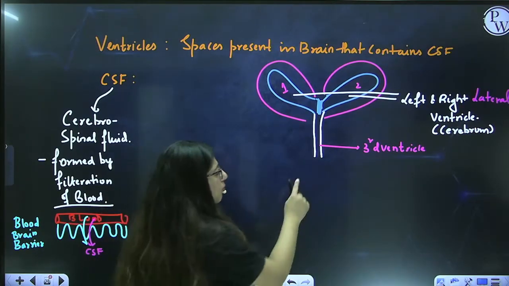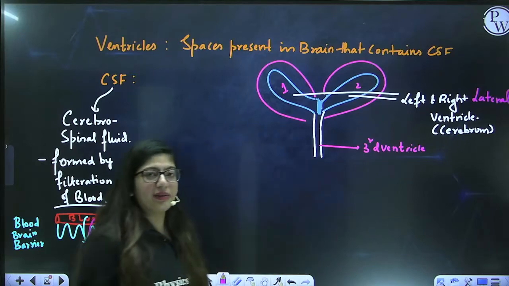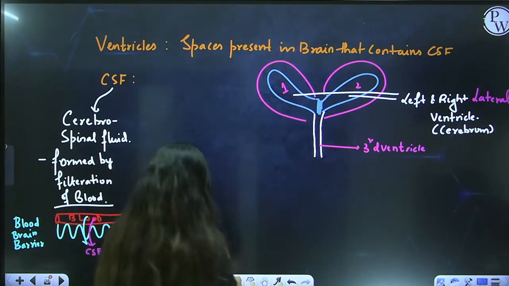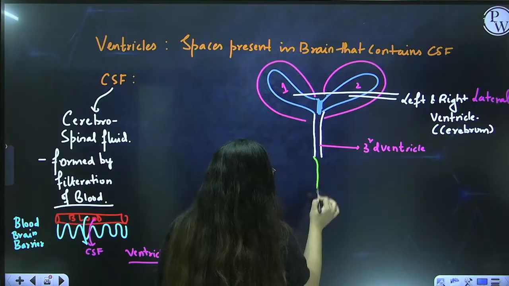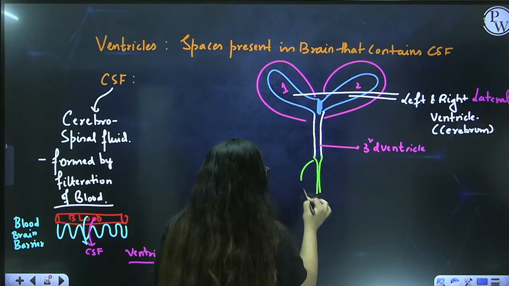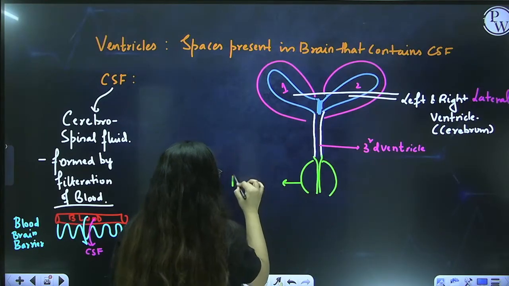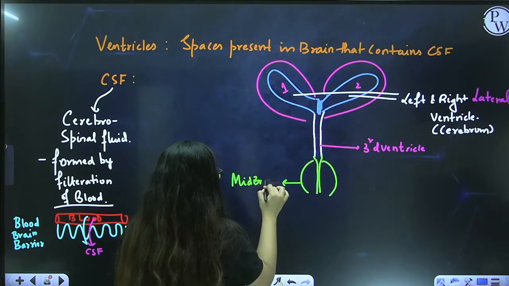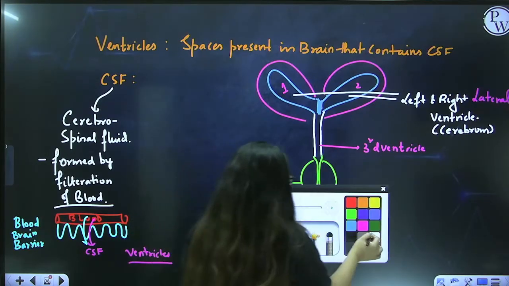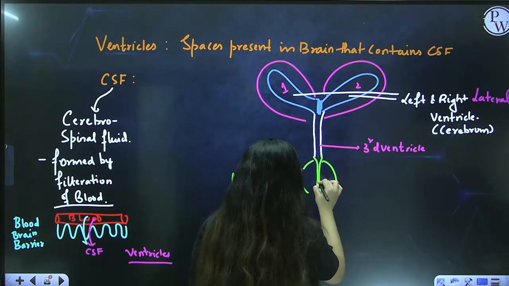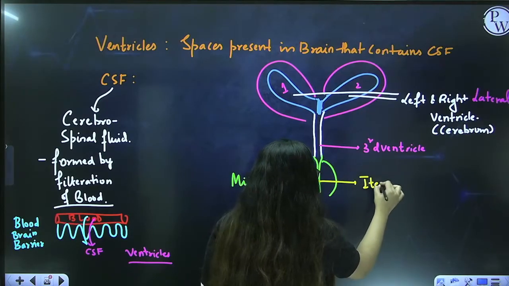It will open into the third ventricle, which is around your thalamus and hypothalamus. And then it will open into the iter or cerebral aqueduct, which is part of your midbrain. This is your midbrain, and this duct is the iter or aqueduct.